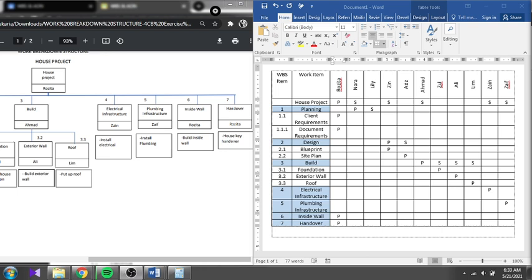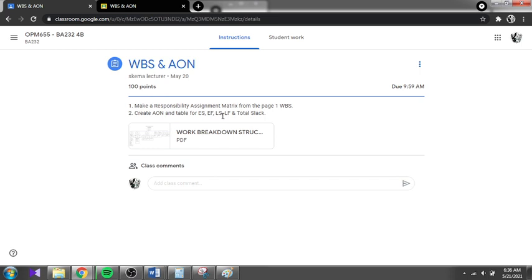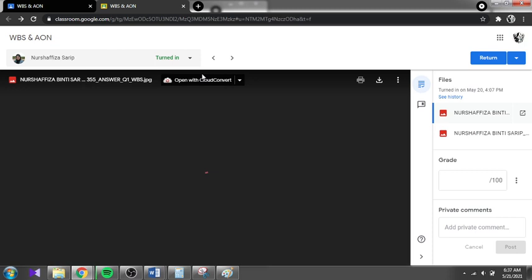Alright, we move on to this second question, on the activity notes and table for early start, later start, and the total slack. Mostly you got it, okay, I borrow this Angela Samson's answer. Yes, it's correct. I think most of you got this one correctly. Nothing to comment, except for the early start and the total slack, which are going to be different depending on how you interpret these questions.